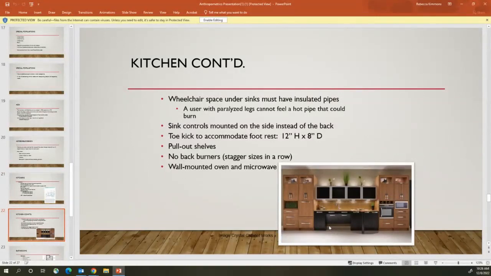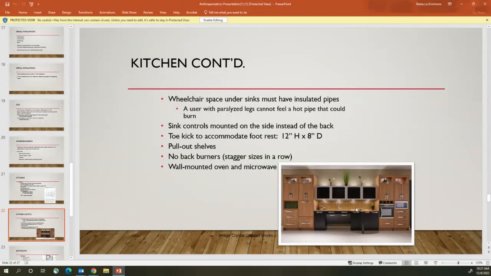Also, sinks, this is for kitchens and bathrooms. Any pipes that are open, so if there's not like woodwork in front of it, they need to be insulated. If someone is paralyzed, their legs can't feel that the pipe is hot and it can cause a burn. Think through having the sink controls mounted on the side instead of the back, makes them easier to reach. Things like pull-out shelves. You may not want back burners.